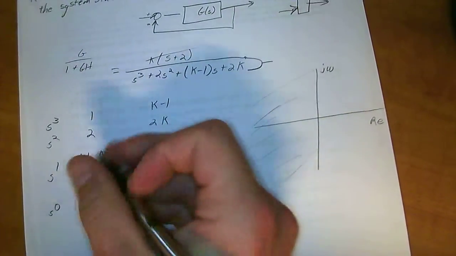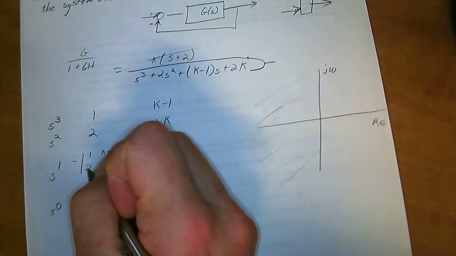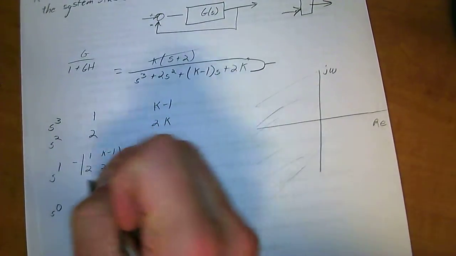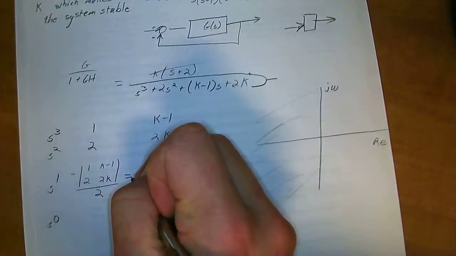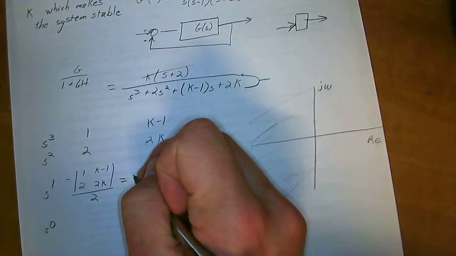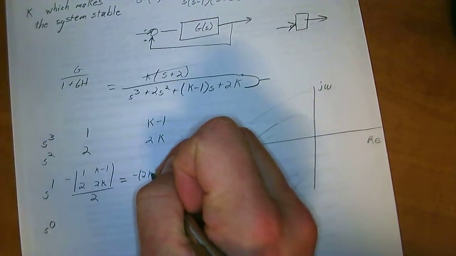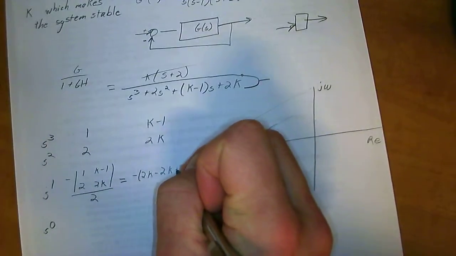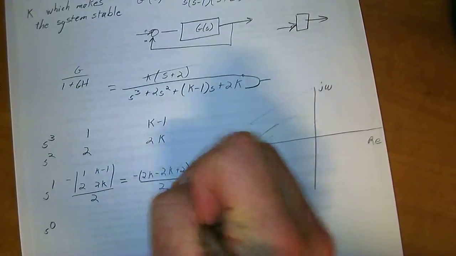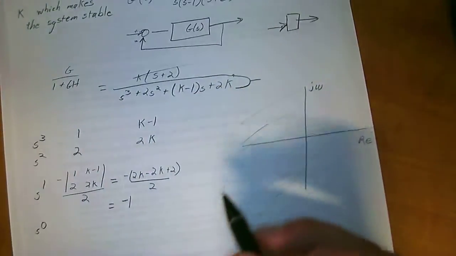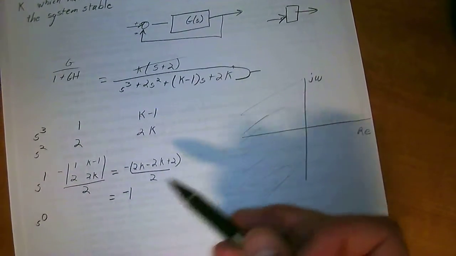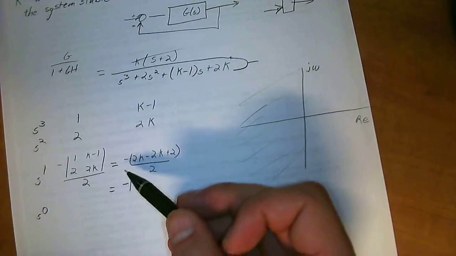So you're going to go down here, you're going to create the matrix, negative, and 1, K minus 1. I go over this in a different video, if you're not familiar with it. 2 and 2K, just like that, all over 2. And if you solve this out, it's going to be equal to negative 2K minus 2K plus 2 all over 2. And that is going to equal negative 1. And we're done.